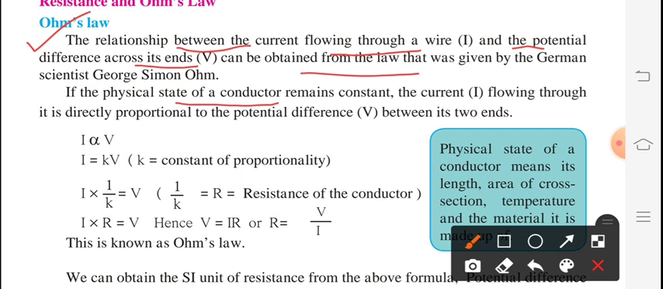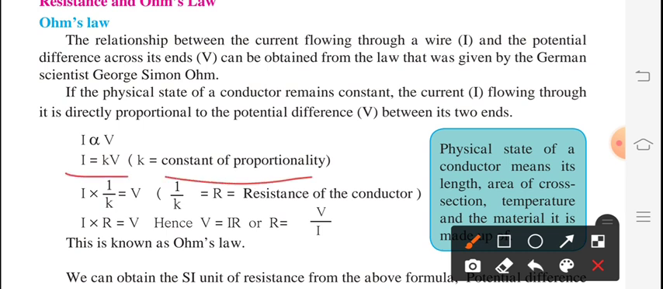If the physical state of a conductor remains constant, the current I flowing through it is directly proportional to the potential difference between the 2 points. If current increases, then obviously the potential difference also increases. So these two have a direct relation. Mathematically, I is directly proportional to V. K is the constant of proportionality, so we can write I is equal to KV.